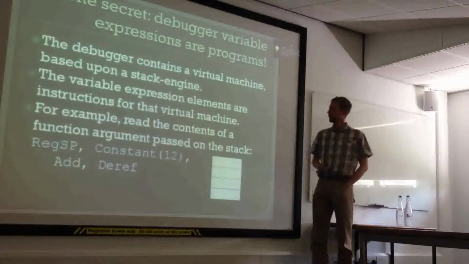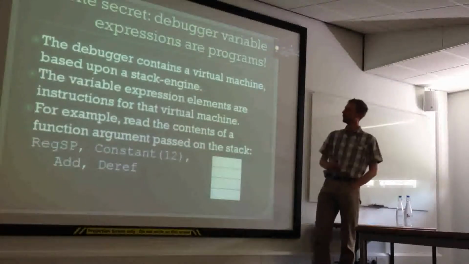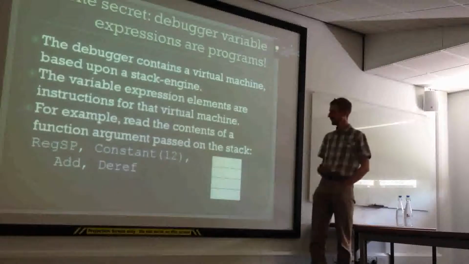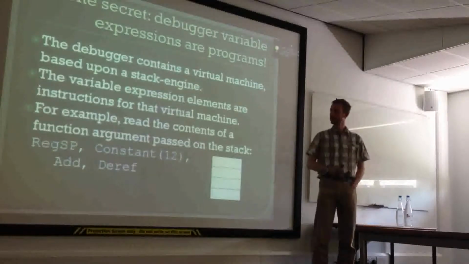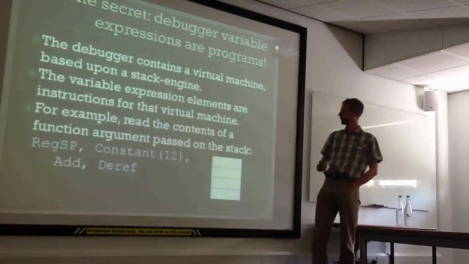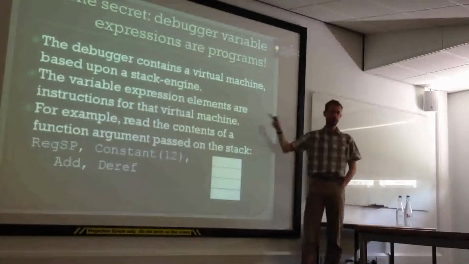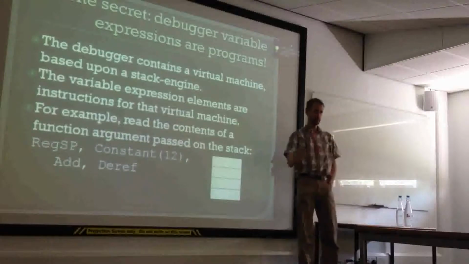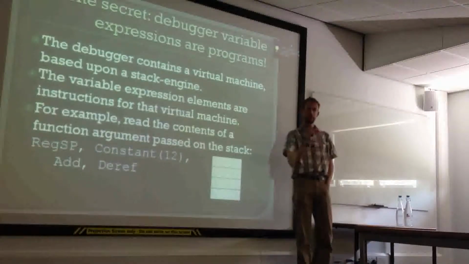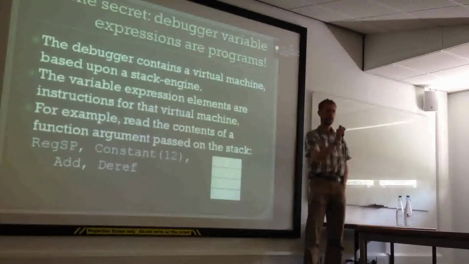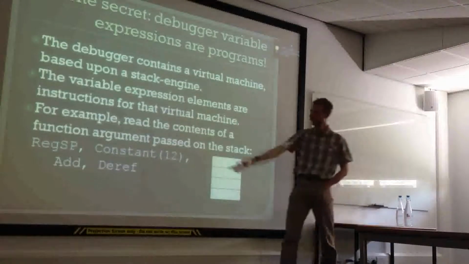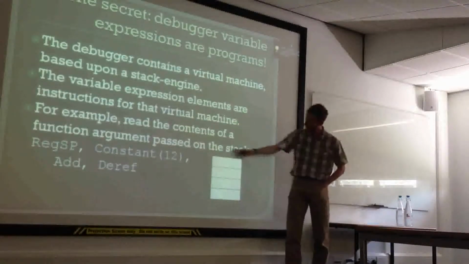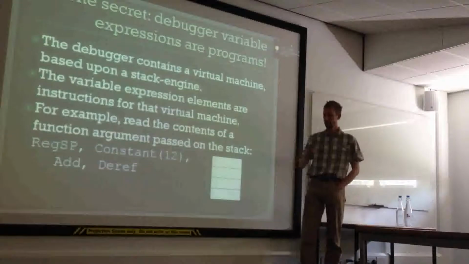Now the clever thing is that the debugger contains a virtual machine. It's a stack-based virtual machine, so rather like a Java engine. And the variable expressions are simply instructions to that virtual machine. So suppose we have a function, we pass it a parameter, and that parameter is on the stack. How do we tell the debugger where that variable is? We can use a little program like this, and here's my stack engine inside the debugger.